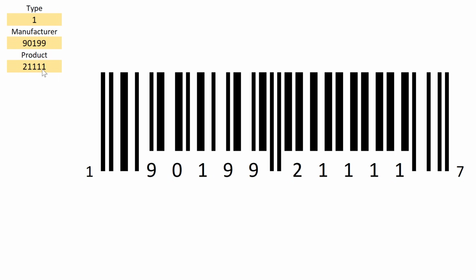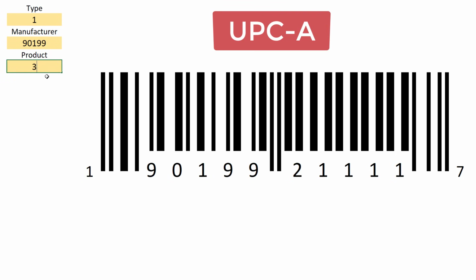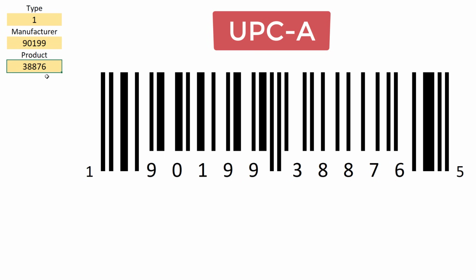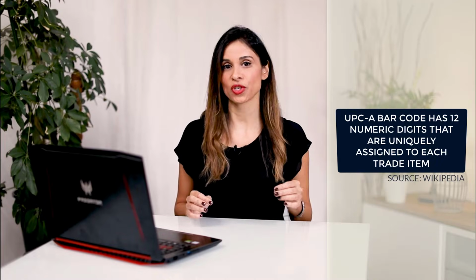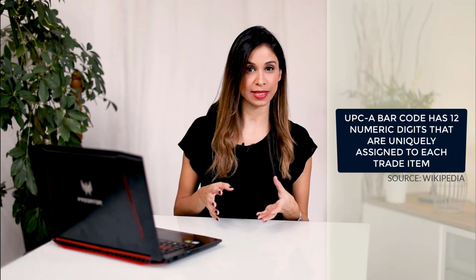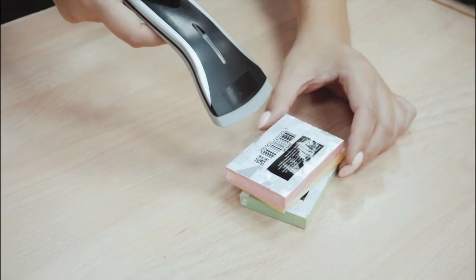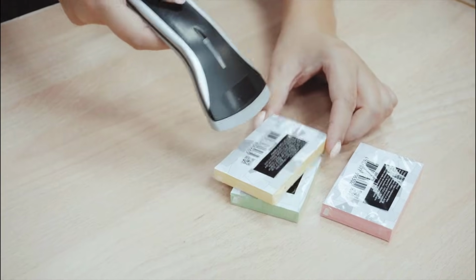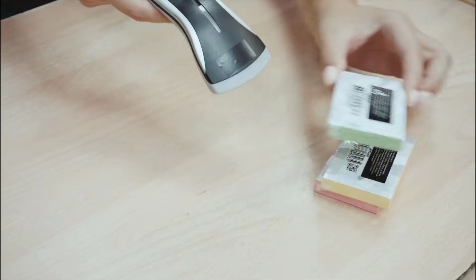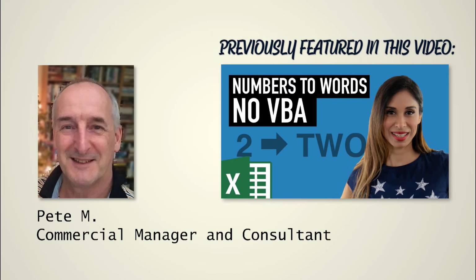Today we're going to do something different. We're going to create barcodes in Excel, specifically the UPC-A barcode version, which is a very common barcode. It has 12 numeric digits which are uniquely assigned to each trade item. We've all seen barcodes on the products that we buy. Did you ever imagine creating them in Excel? Well, Pete did, and he actually did it.